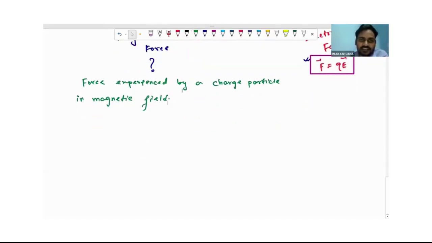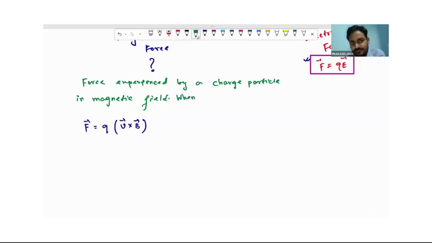What is the formula for that? It is F equals Q times velocity cross product magnetic field. Okay, let me write here.